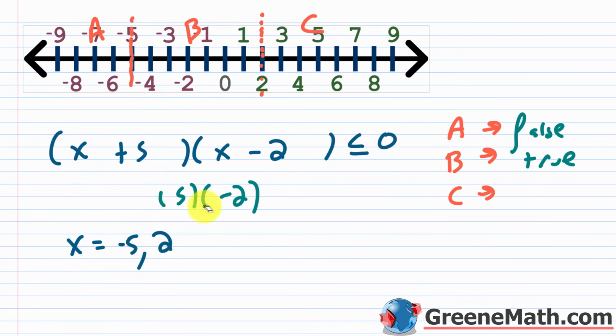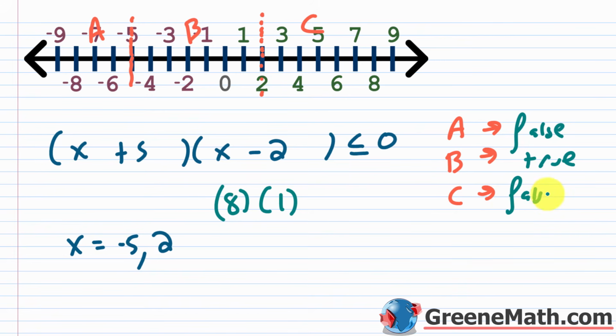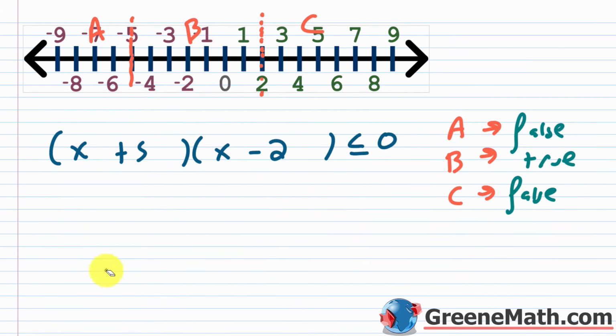It's true either way. Okay. For C, you could pick 3. So 3 plus 5 is 8, and then 3 minus 2 is 1. And again, this is going to be a positive, and that's not less than 0, so this is false. Okay. Again, you could always say that this is 8, and 8 is not less than 0. So let's write our solution.